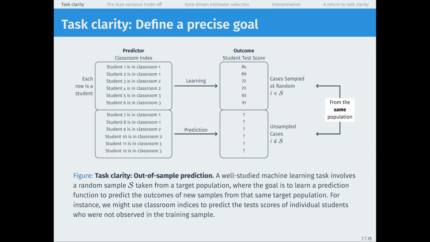Now, a machine learning person would look at this and say, we should think about our task as prediction. So there's a whole next set of students who are also in these classrooms who were not sampled for our training sample. So when we were learning the prediction function, we didn't get to see the outcomes of students 7 or 8. Those are like question marks on the right. And so a machine learning person will say that what we're trying to do is learn a prediction algorithm in the top and then make predictions for the other cases who appear in the bottom part of the figure.